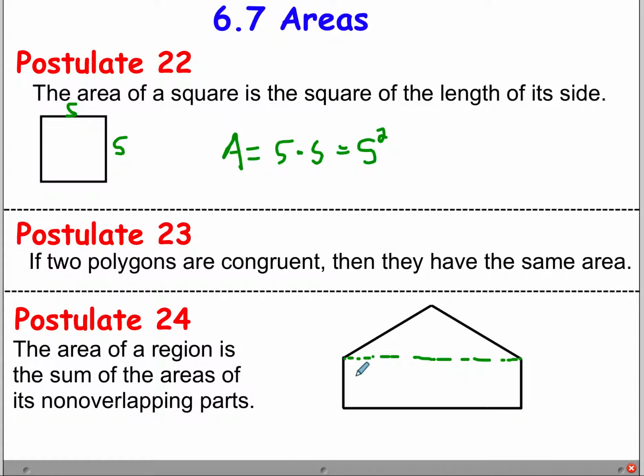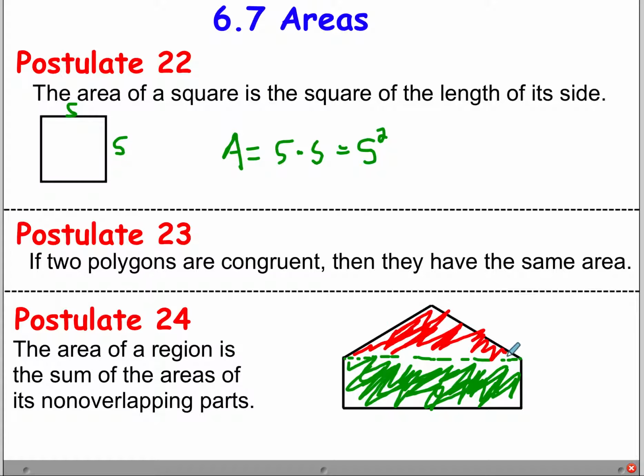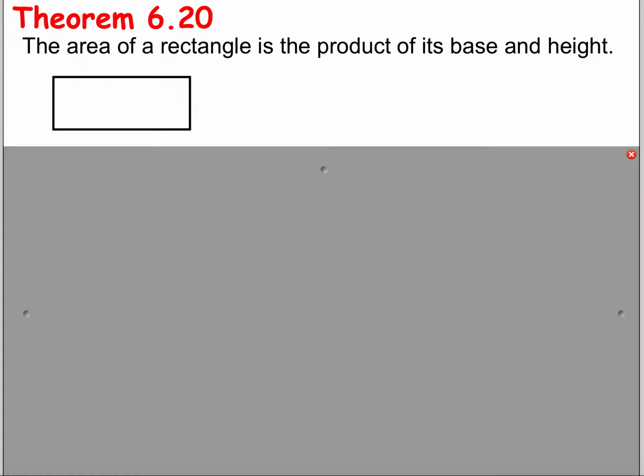And if I can find the area of this shape on its own right here, and if I can find the area of this shape on its own, because those are easier, one's a triangle, one's a rectangle, and it's easier to find the area of those, then I can add them together, sum, and I will get the area of the whole thing. Okay, so that's postulates 22, 23, 24. You should see why they're postulates. They all kind of make sense.